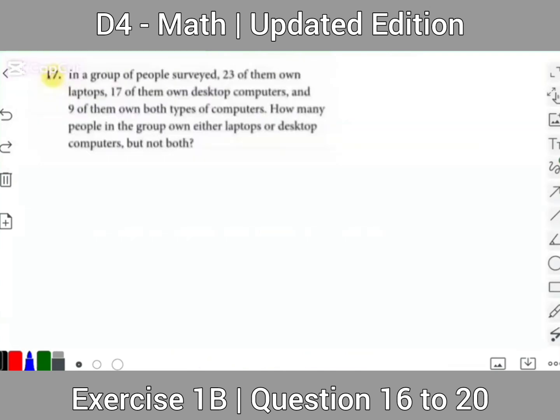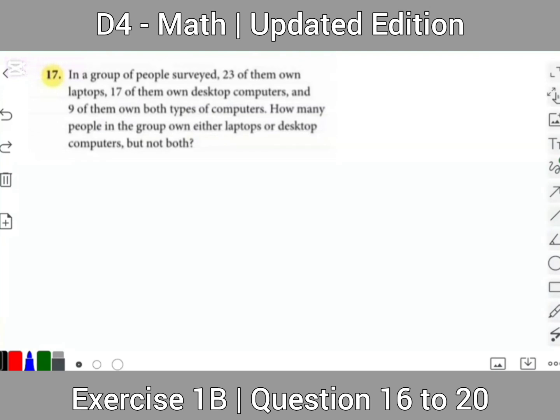Now in question 17, in a group of people surveyed, 23 of them own laptops, 17 of them own desktop computers, and 9 of them own both types of computers. How many people in the group own laptops or desktop computers, but not both?